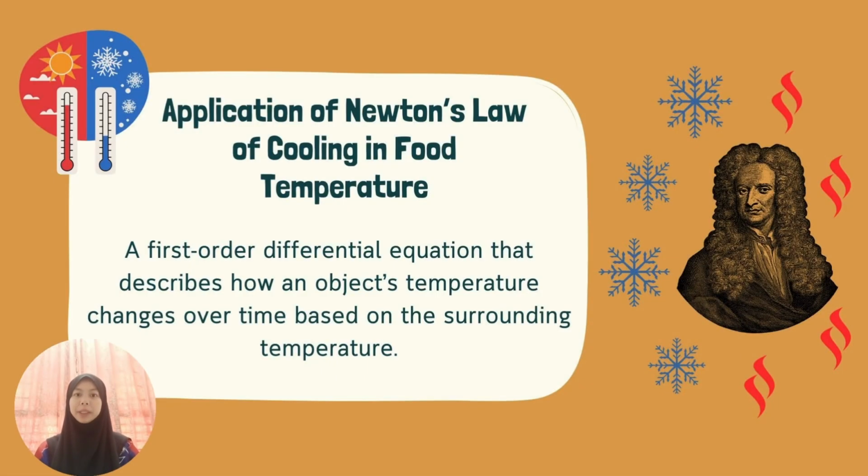Now I'm going to explain the application of Newton's law of cooling in food temperature. A first-order differential equation that describes how an object's temperature changes over time based on the surrounding temperature. This means the temperature of food changes over time depending on the temperature around it. For example, when hot food is left in a cool room, it will slowly cool down. At first, the food cools faster because the temperature difference is big. After some time, the food cools more slowly until its temperature becomes almost the same as the surrounding temperature.